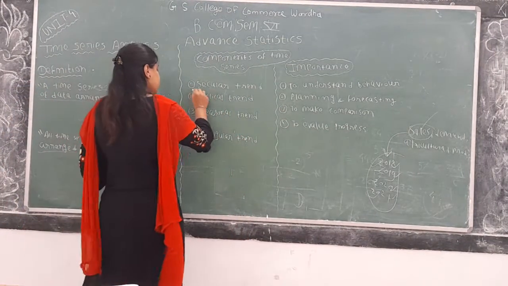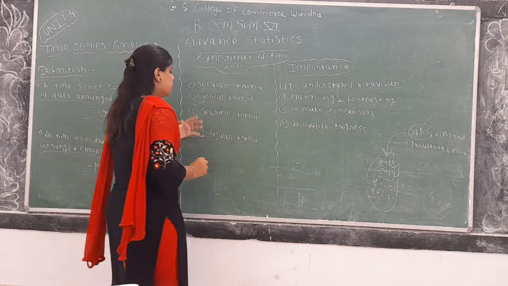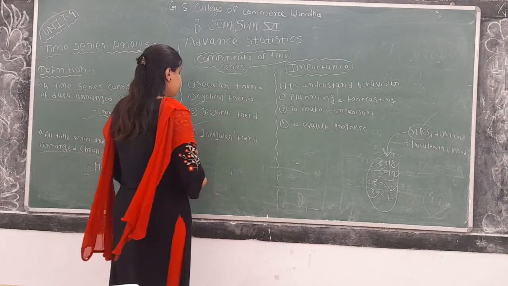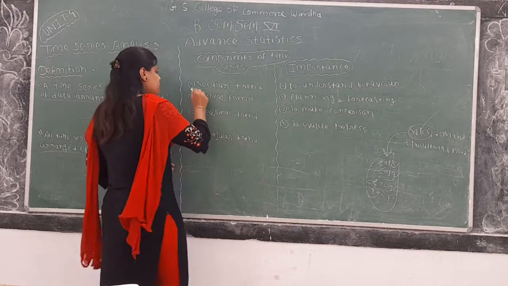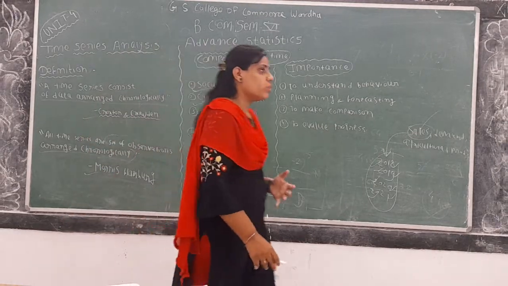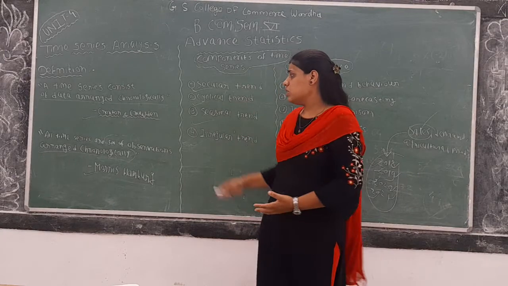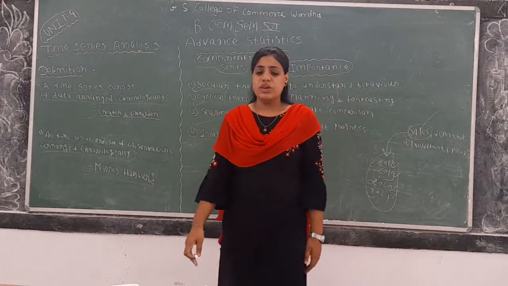First one is secular trend, second one is cyclical trend, third one is seasonal trend, and fourth one is irregular trend. So what is basically the secular trend? Okay, we are going to deal with the meaning of all the trends in detail. So what is basically the secular trend?